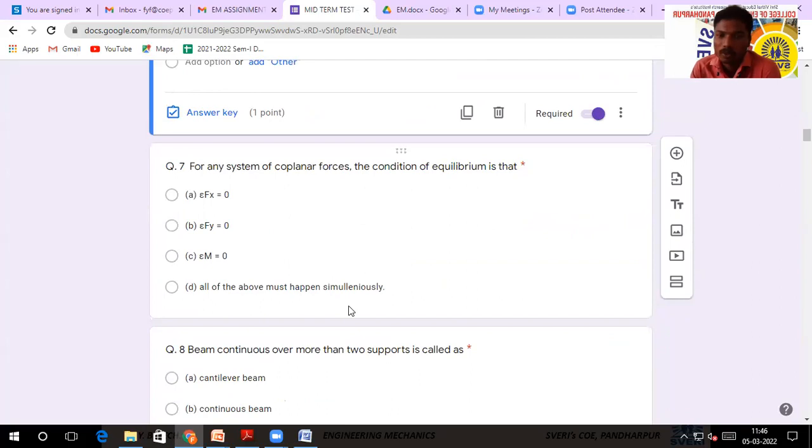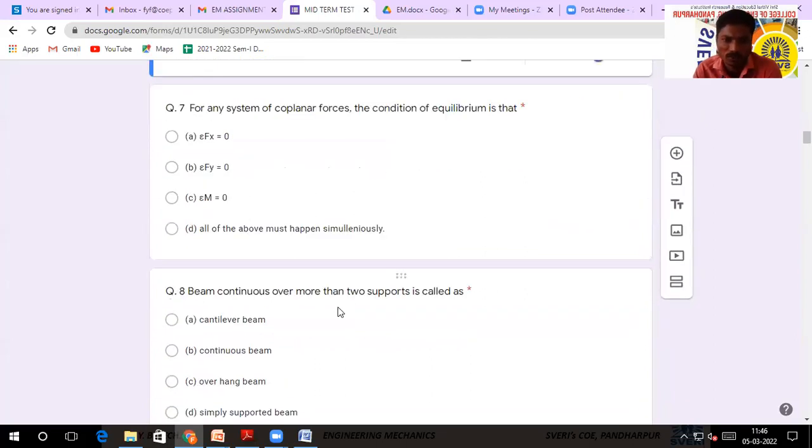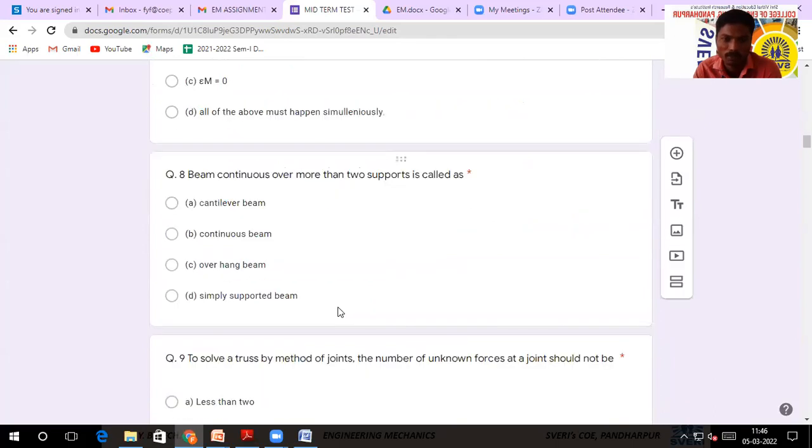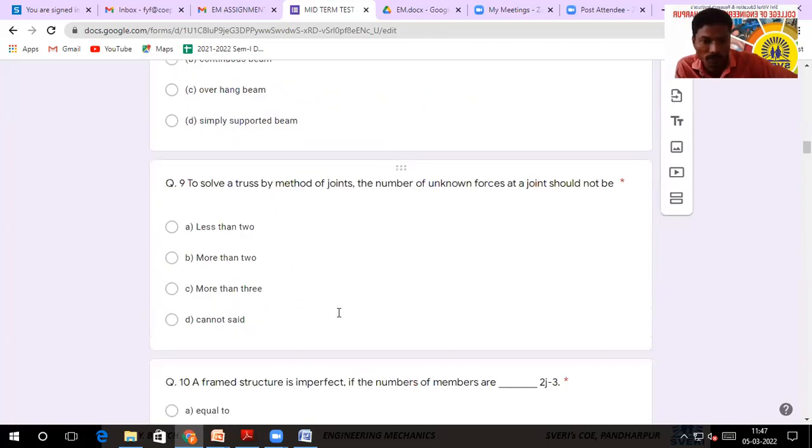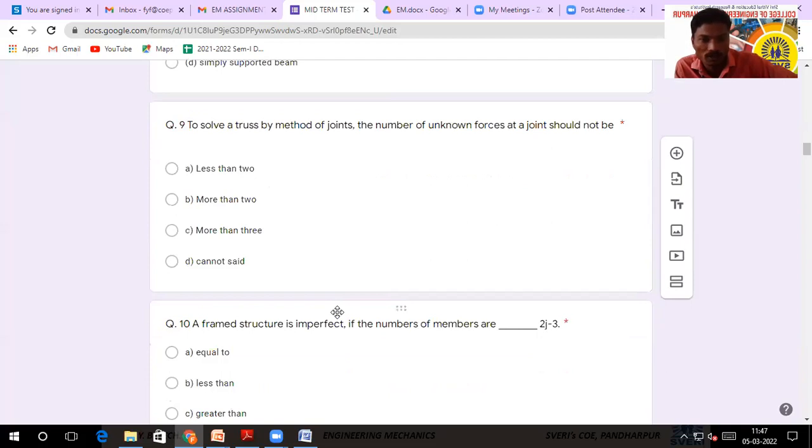Okay. For any system of coplanar forces, the condition of equilibrium is that... Many times, condition of equilibrium. What should it be? All of the above. In equilibrium, all of the above. Three conditions we have seen: summation Fx, Fy, and summation of moment. Next, a beam continuous over more than two supports. I have told you many times: if a beam has more than two supports, we call it a continuous beam.